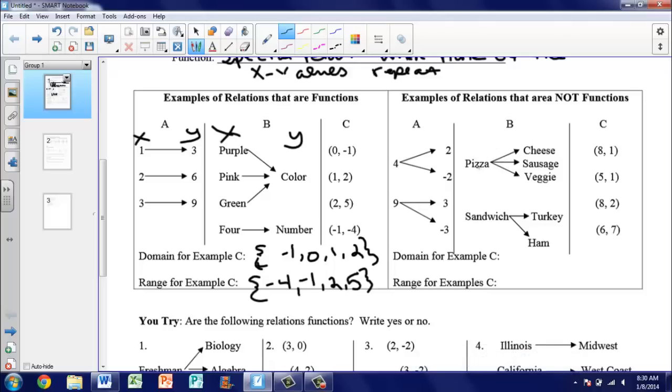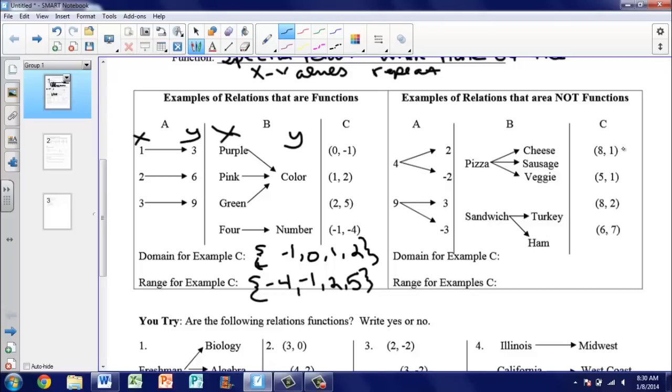If we look at example B, pizza goes with cheese, it goes with sausage, and it goes with veggie. Notice that in these examples that are not functions, the item on the left-hand side has 2 or more arrows coming out of it. If you see 2 or more arrows coming out of something on the left-hand side, then it's not going to be a function. And then we have sandwich goes with both turkey and ham.